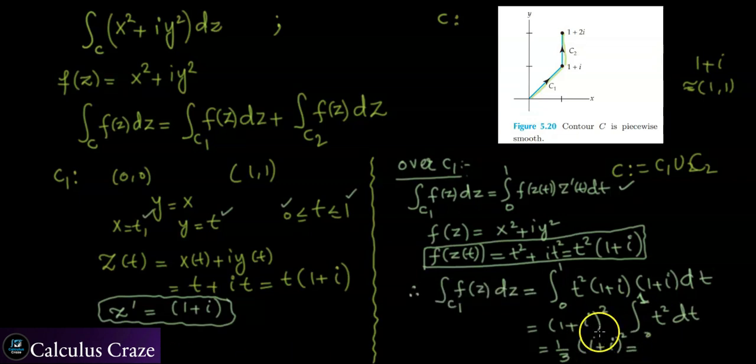You can perform this simple computation in complex multiplication to get 2 over 3 times iota. So the integral over C1 is giving me the answer 2 over 3 times iota. Now what will I do? I will be integrating my function over the curve C2.